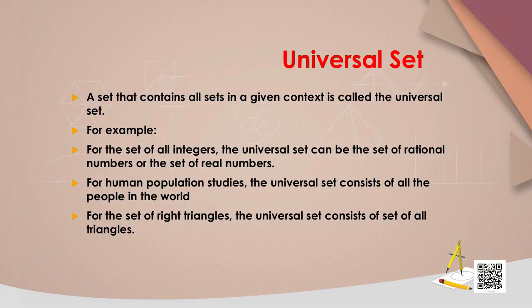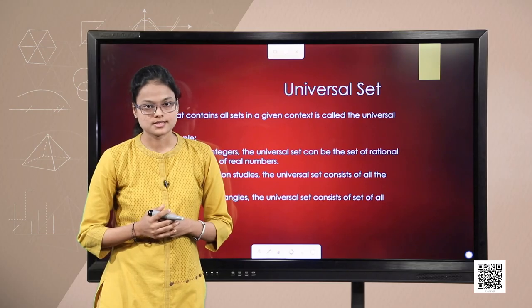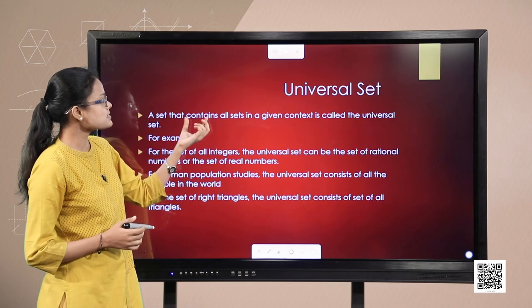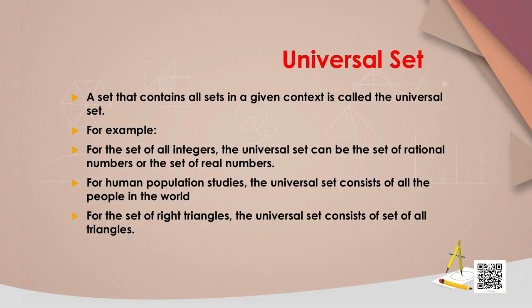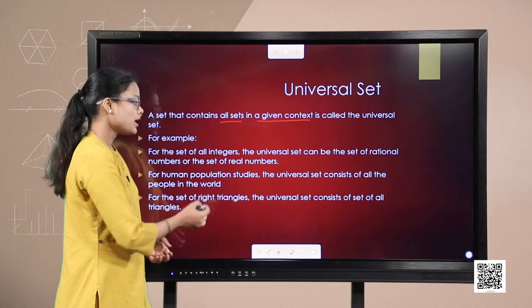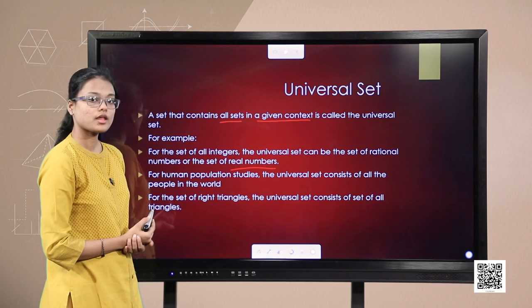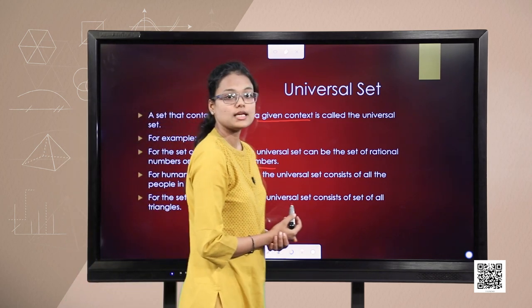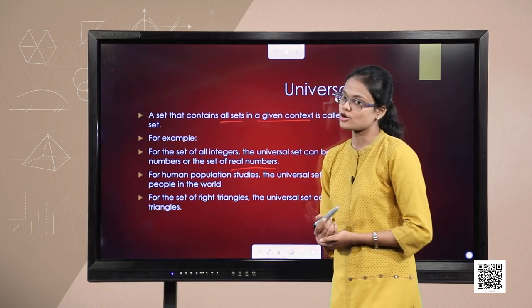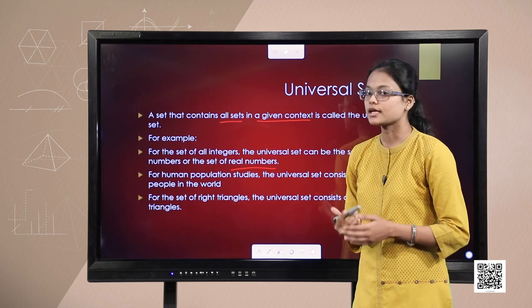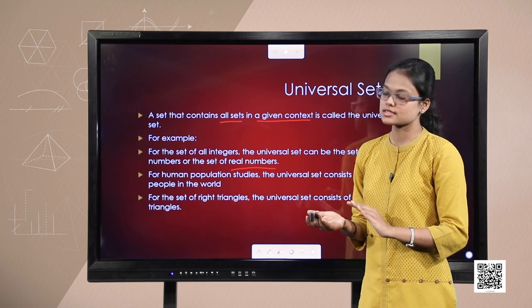Now, we study about universal set. This is the last type that we are going to study in sets. A set that contains all sets in a given context is called a universal set. For example, for the set of integers, the universal set can be rational numbers. It can also be real numbers. And from here itself, we can see that the universal set need not be unique. It can differ from context to context.